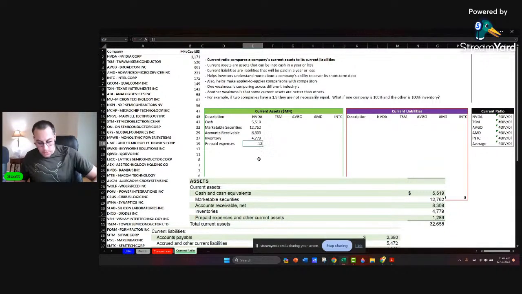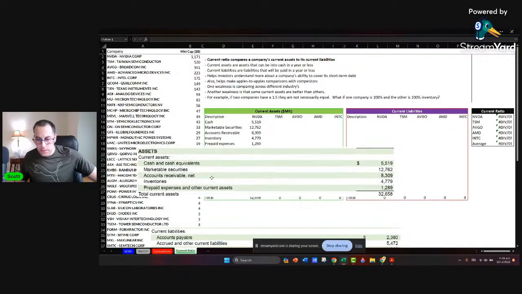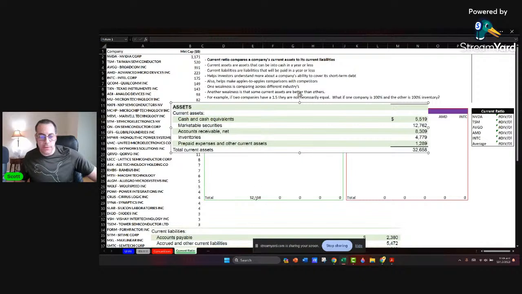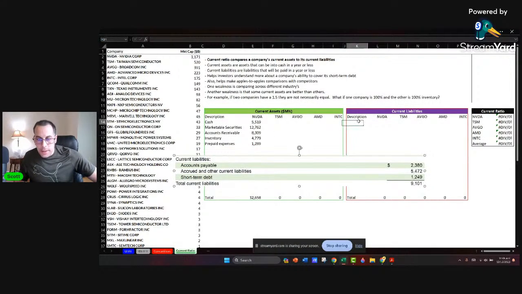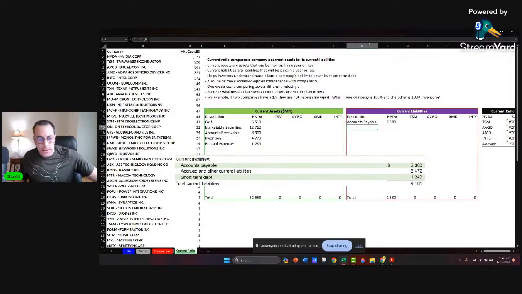Prepaid expenses, 1289. So 32658. Okay, I just want to double check I didn't enter my numbers incorrectly. Let's do the current liabilities. Accounts payable, 2380. Accrued liabilities.